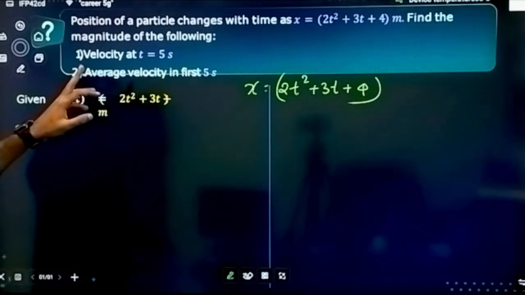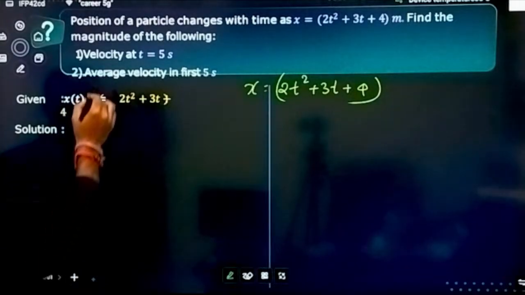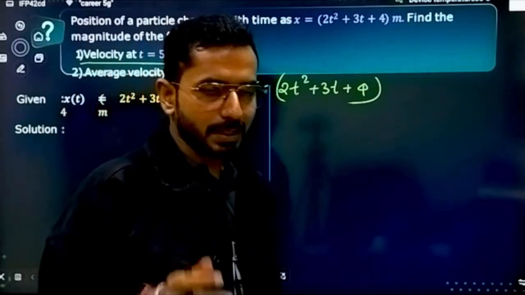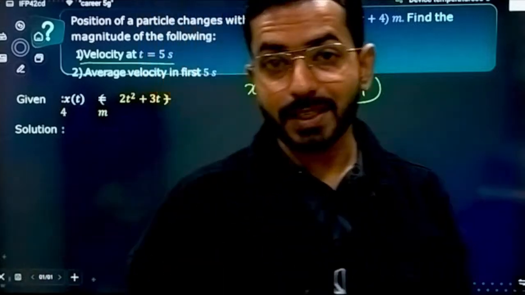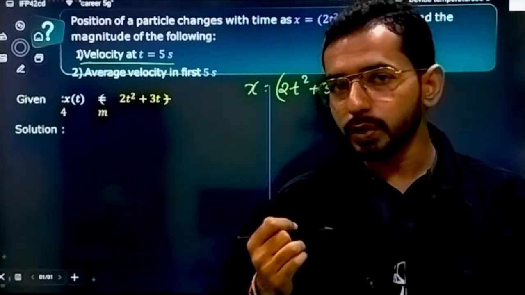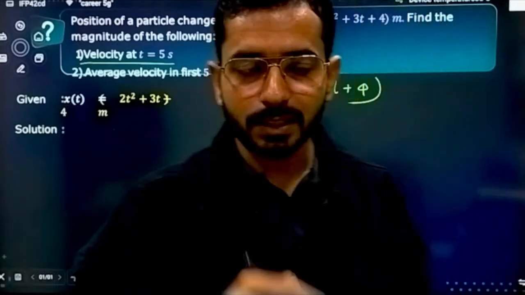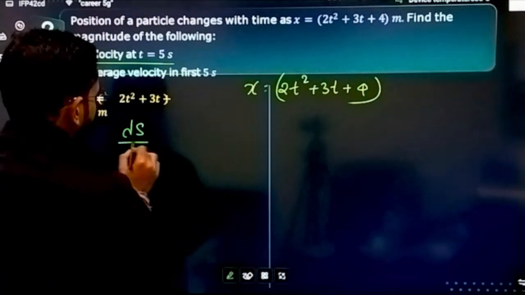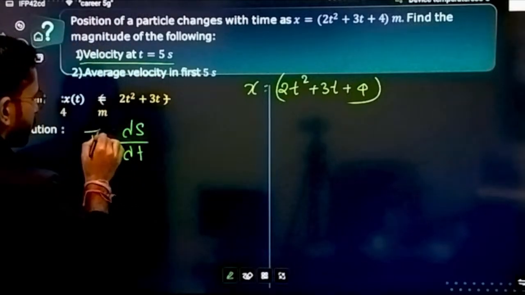Find the magnitude of the following. You have to calculate the velocity at t equals 5 seconds. First part. That means it is asking for a specific time. What kind of velocity is it asking for? It is asking for instantaneous velocity, and I have told you how to calculate instantaneous velocity. Just differentiate the position. You have to calculate ds by dt, that is the instantaneous velocity.